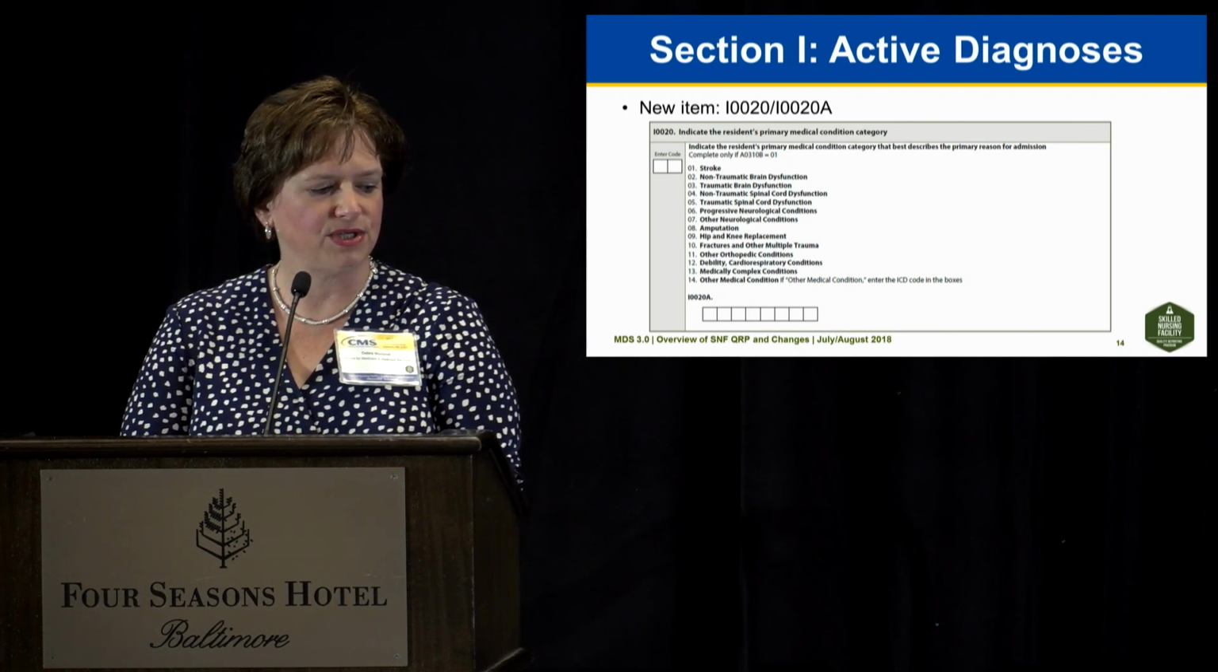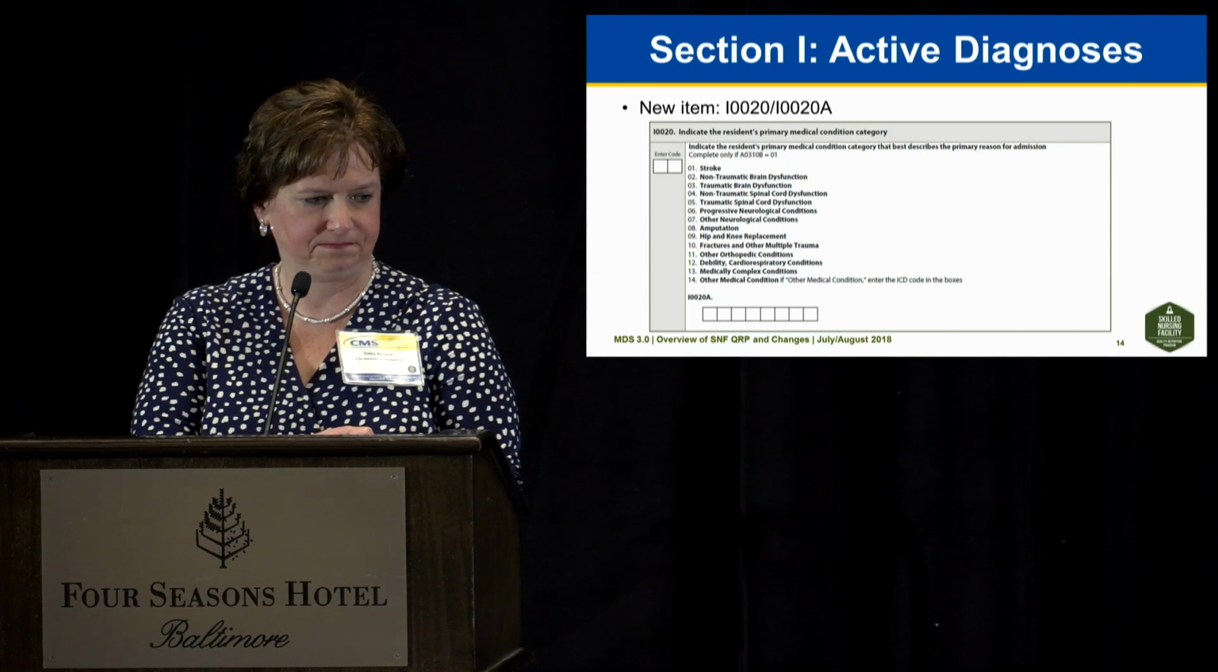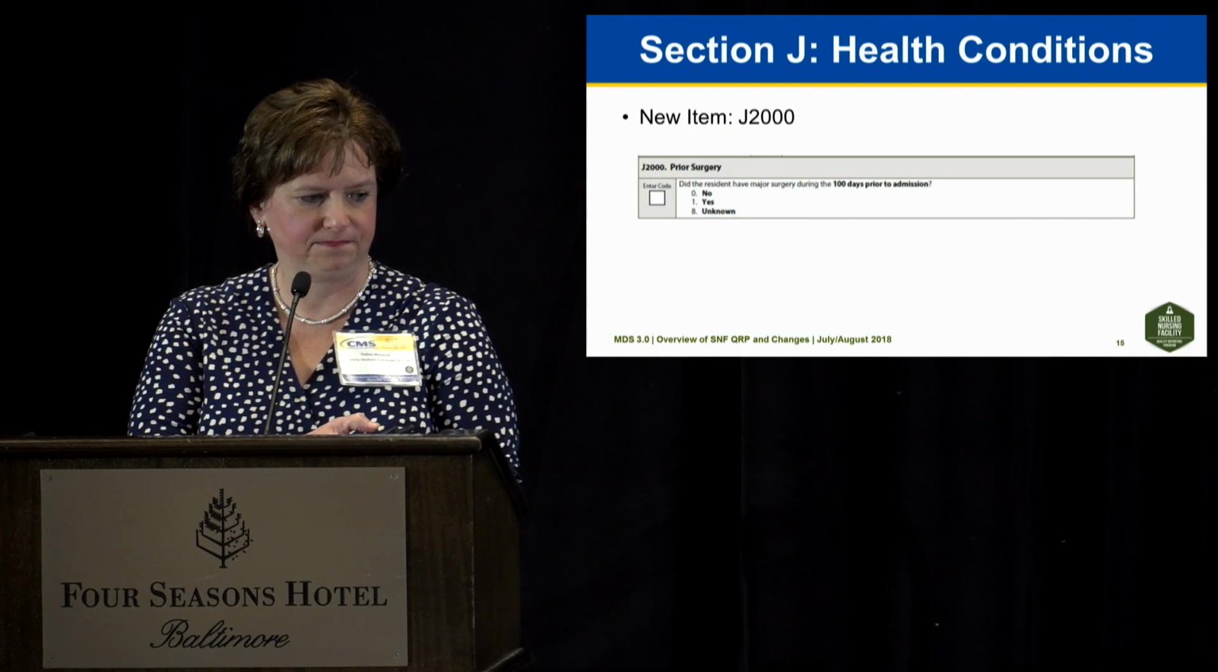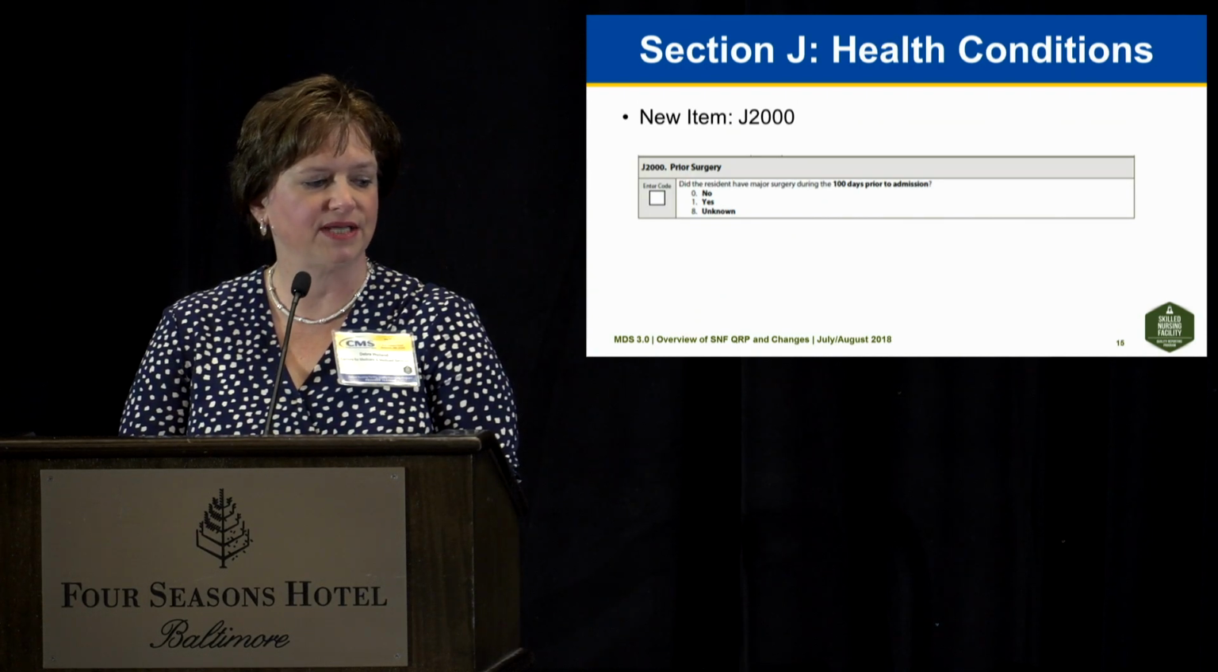And then there is a new item I020A. Here's new item J2000. This question asks whether the resident had major surgery during the 100 days prior to admission.